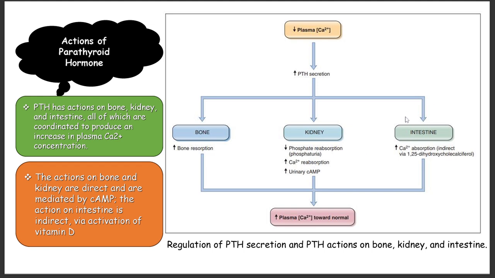On the intestines also, you are going to increase calcium absorption, indirectly via 1,25 dihydroxycholecalciferol, which is produced by the kidney. So meaning that parathyroid hormone has got effect on three systems, the bone, the kidney, and the intestine, and that is going to increase calcium. All right. So take note of that.